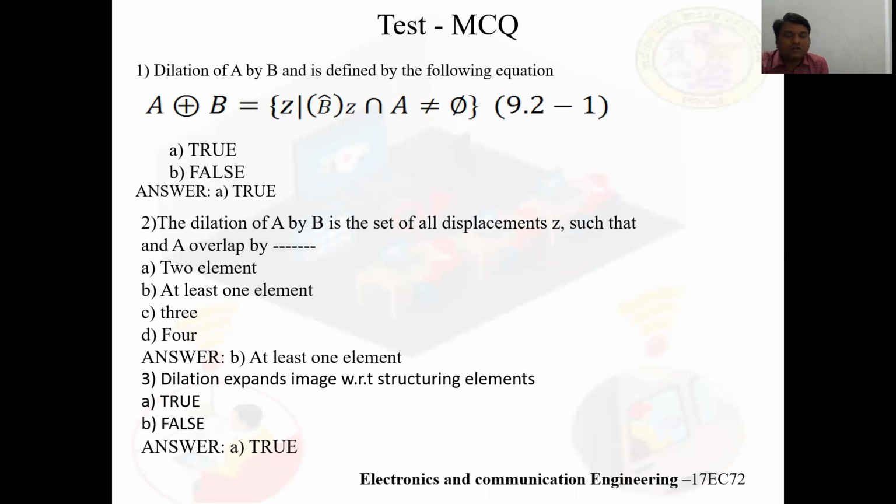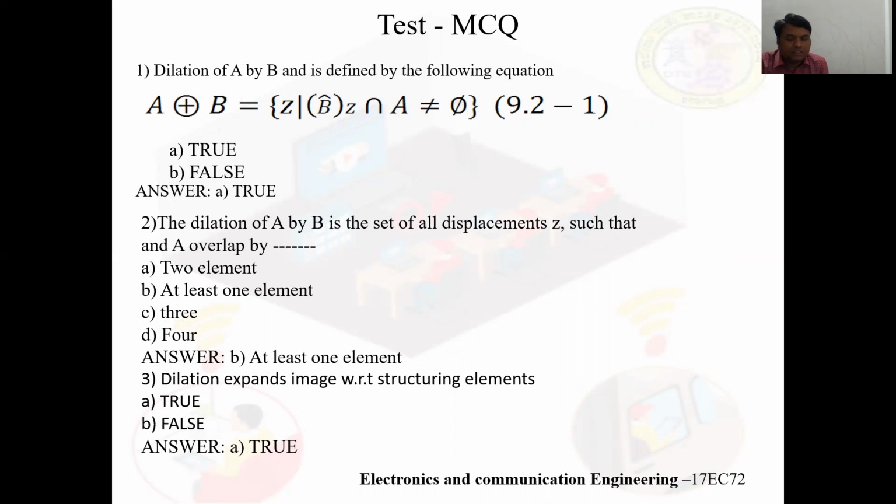We will go for MCQ. Dilation of A and B is defined by the following equation: A dilation of B is the set of Z such that B cap of Z intersection of A is not equal to null. True. The dilation of A by B is the set of all displacements Z such that B cap and A overlap by at least one element.